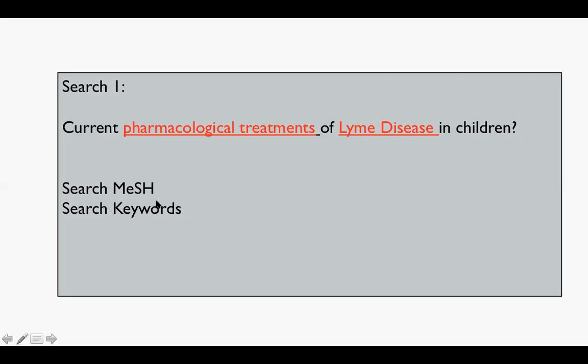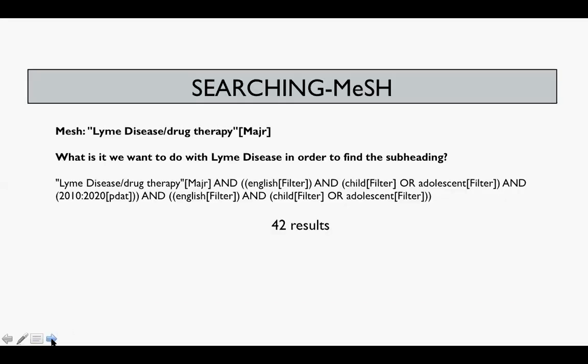And we're going to search MeSH and keywords. So I just want to show you. First off, when I searched Lyme disease as a MeSH term, I discovered that there was a subheading, drug therapy, which I definitely wanted to associate with the MeSH term. A subheading, as I'll show you in the MeSH database, is essentially answering the question of what do you want to do with this MeSH term? What do you want to do with Lyme disease? Well, I want to find the drug therapy, a good pharmacological treatment for it. So I added it.